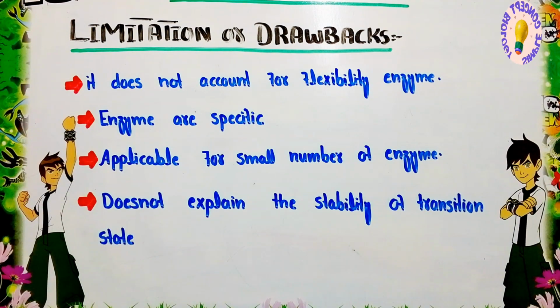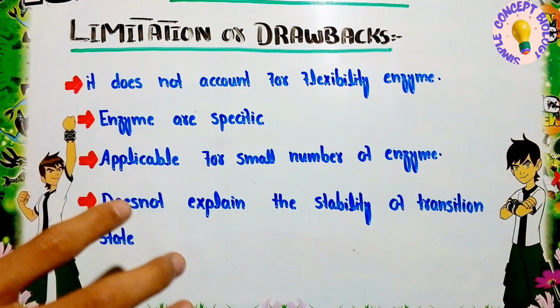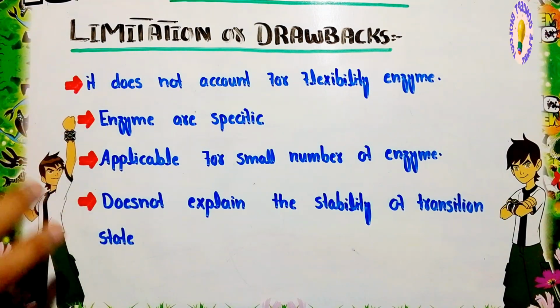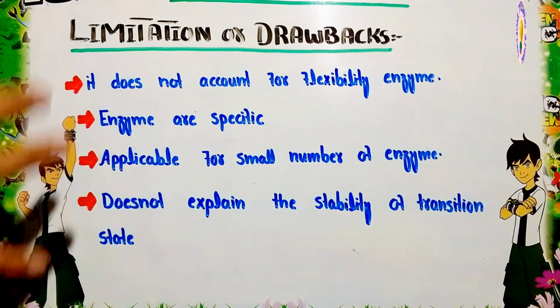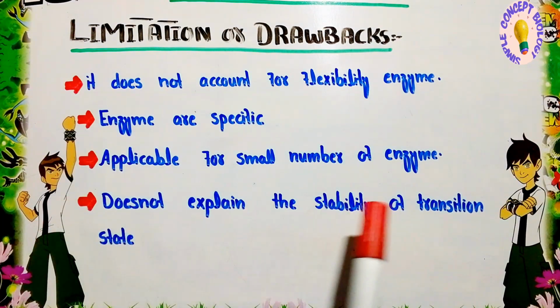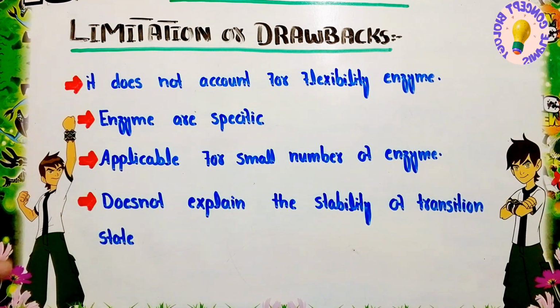Now, the last important one is that it does not explain the stability of the transition state. Now, what is the transition state? The transition state is an intermediate state in the induced fit model. During this stage, the old bond is broken down, a new bond is formed, and finally the substrate, after this state, is converted into the product. It exists for a short period of time and is a highly unstable state of the complex. Now this model does not explain the stability of this transition state.